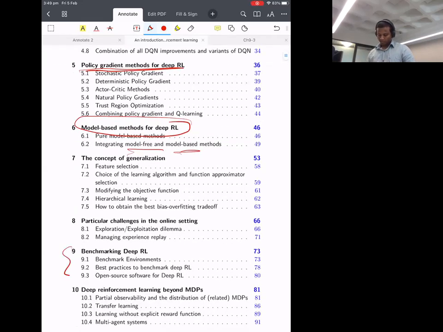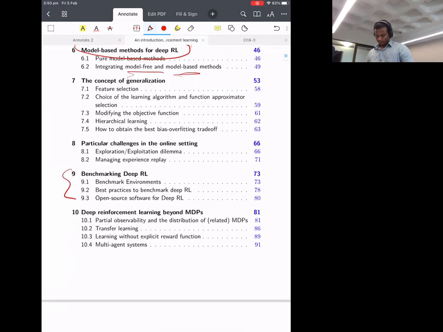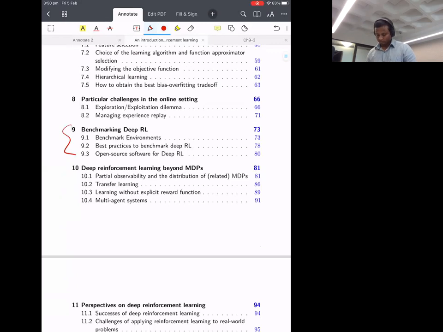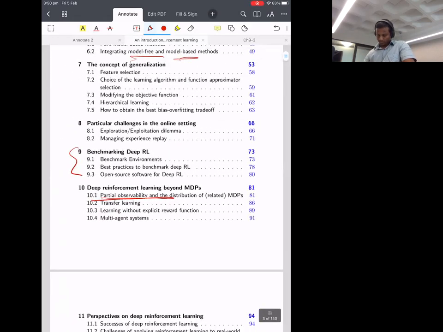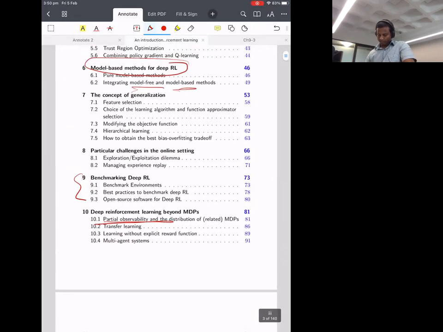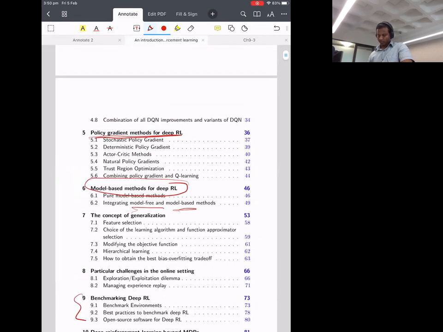Then there is the concept of generalization of this whole concept. And what are the benchmark examples, like Atari games? When you're doing research and proposing a new method, how do you test it? They talk about it. And again, we didn't talk about partially observable POMDPs, and they highlight what research has happened in this direction. I have given the references.